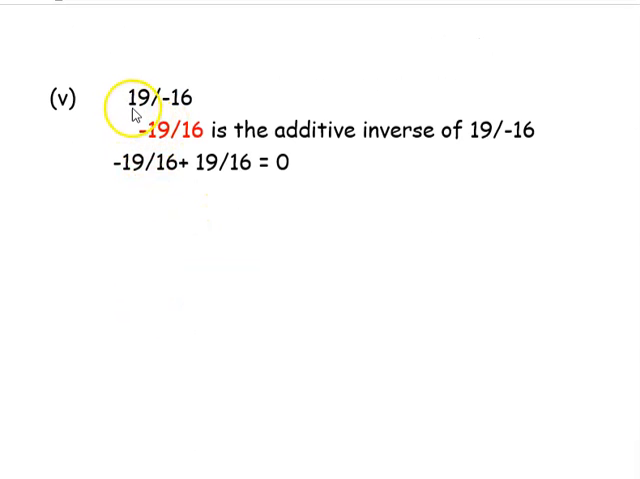The next question is 19 divided by negative 16. Here the negative is in the denominator and positive 19 is in the numerator. So the additive inverse of positive 19 is negative 19. So minus 19 divided by 16 is the additive inverse of positive 19 divided by negative 16.